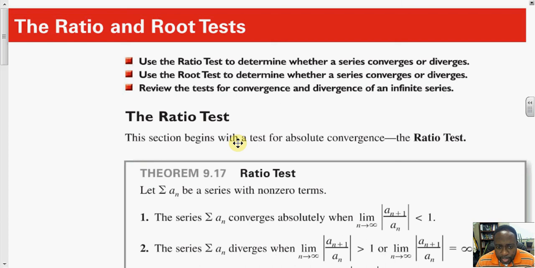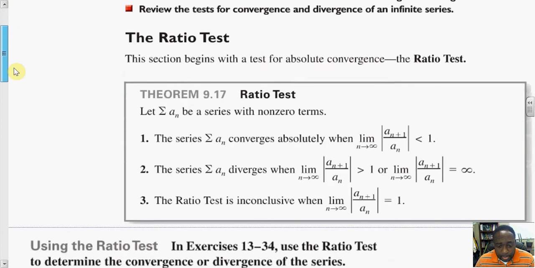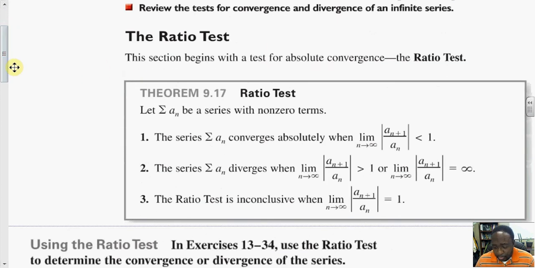We have here more tests to determine whether or not a series converges or diverges. Here we consider the ratio and the root test. First, the ratio test. The ratio test is a very straightforward test, very similar to the limit comparison test. But here we only deal with the given series.